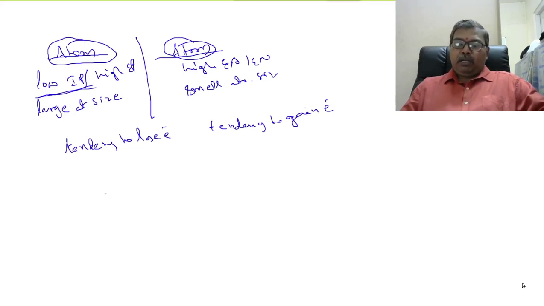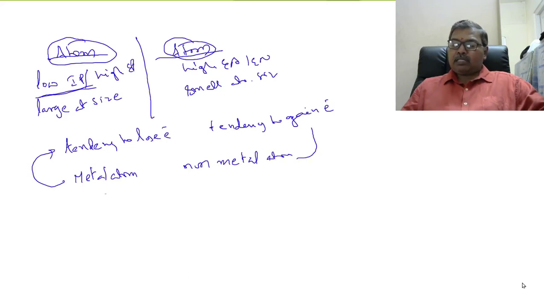Generally, ionic bond is formed between a metal atom and a non-metal atom, because metal atom has strong tendency to lose electrons, non-metal atom has strong tendency to gain electrons. So metal atom forms cation readily, non-metal atom readily forms anion.